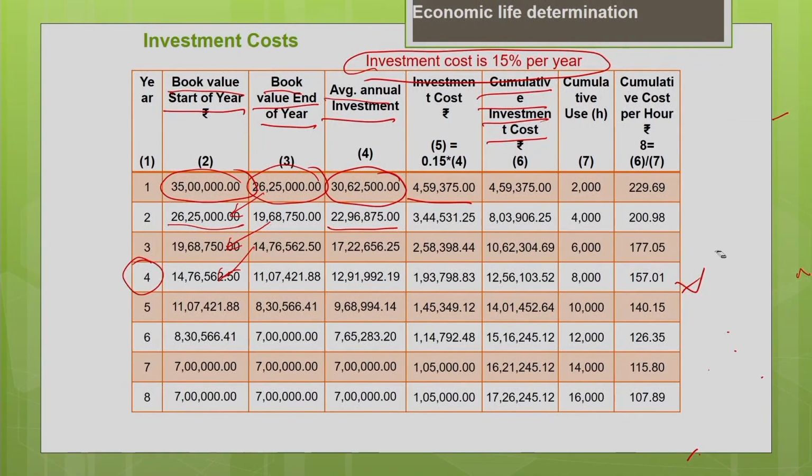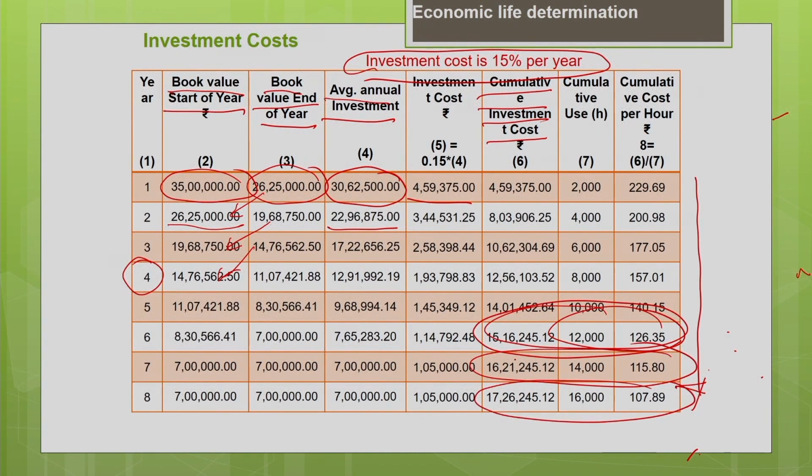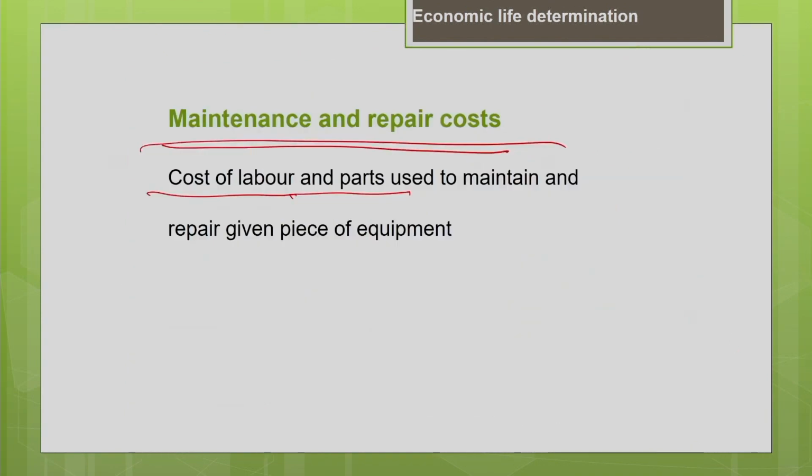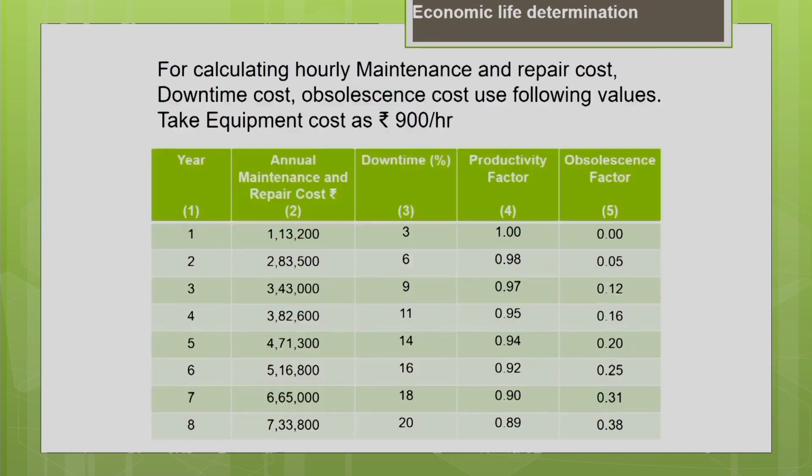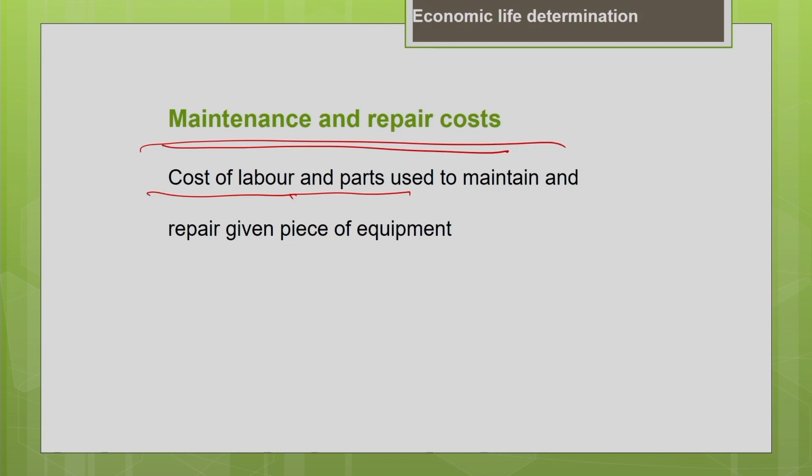But in the previous table, do you remember? The investment cost, you can see with increase in age of the machine, your cumulative cost per hour is decreasing, as I told you the reason. When the investment cost is distributed over a greater period, you can see that the cost will reduce. As the usage is increasing, the cost is reducing with time. But in the case of operating cost, the maintenance and repair cost, downtime cost, your cost will increase with the age of the machine.